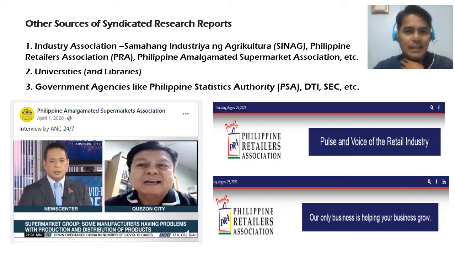Another source of syndicated research reports is universities or libraries, okay? Universities, because the research that students do may be useful to various companies. Now, why libraries? Because once the research made by students is compiled, bookbound and stored in the library, it can also be used as a source of information, not just for companies but for other researchers.